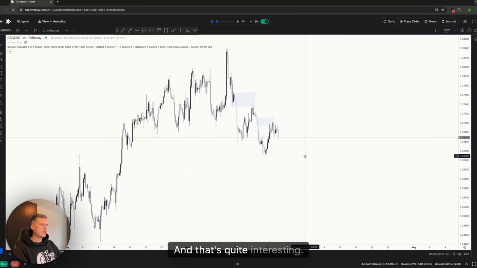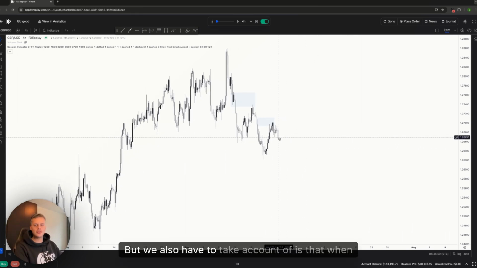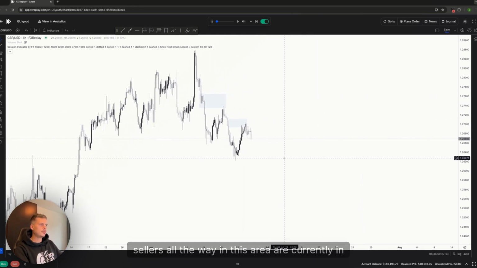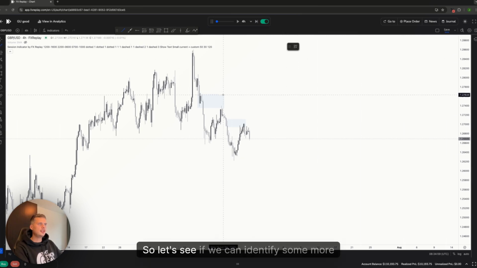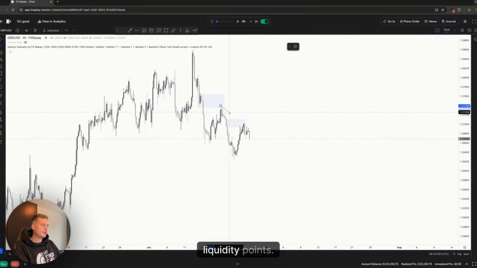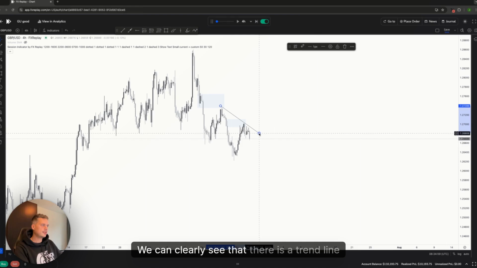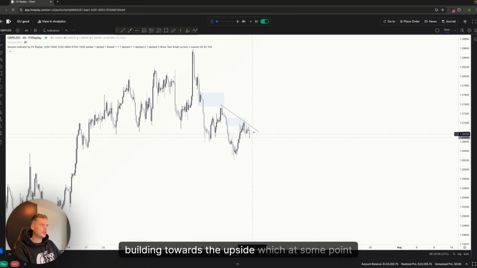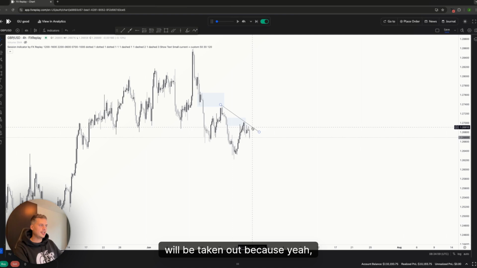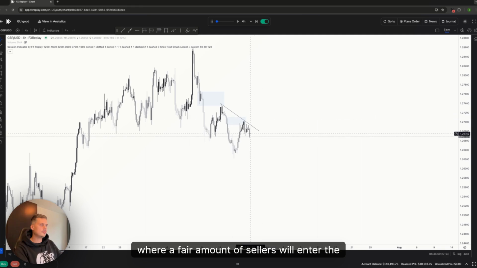And that's quite interesting. But what we also have to take account of is that when we're stepping down so clean, there are loads of sellers all the way in this area currently in profit. So let's see if we can identify some more liquidity points. We can clearly see that there is a trend line building towards the upside, which at some point will be taken out because this is where the third touch of a trend line is where a fair amount of sellers will enter the market.